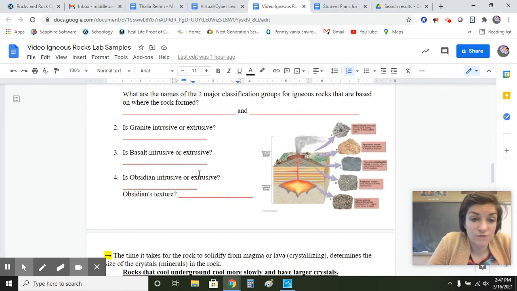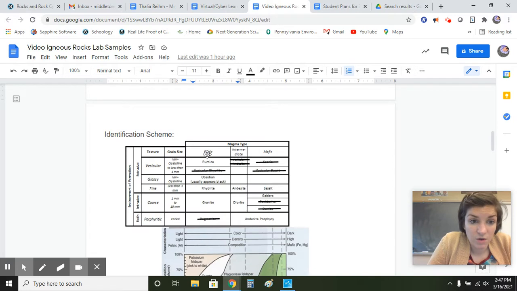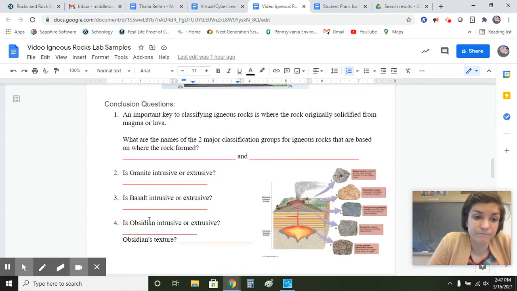Is basalt intrusive or extrusive? Is obsidian intrusive or extrusive? And then what is obsidian's texture? So remember, texture is going to be in this column. So if it ever asks you, hey, what is this thing's texture? Like granite's texture is coarse, or andesite porphyry, it's porphyritic, meaning that it has both big and small crystals.